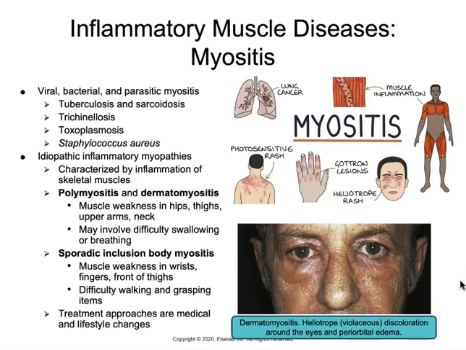And our DM is going to include a distinctive purple rash on the eyelids, where we can see over here. We could also see this type of discoloration or rash on the elbows, knees, or the knuckles, and sometimes even abnormal calcium deposits that form hard lumps found underneath the skin, and this is called calcinosis. Now, when it comes to our sporadic inclusion body myositis, we'll also have muscle weakness, but this time it's more in the wrists, fingers, and the front of the thighs, and we may have difficulty walking and grasping items.